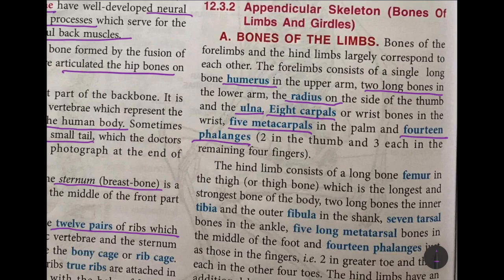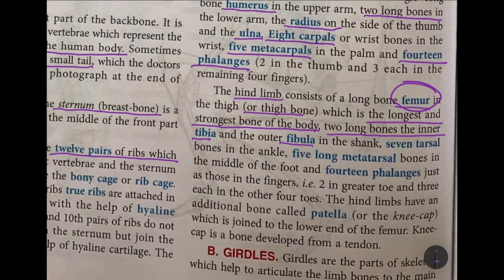Okay, similarly the hind limb or the legs consists of a long bone, the femur, that is the thigh bone. Please remember, it is important for your one word answers, fill in the blanks, especially section 1. The longest and strongest bone of the body, what is it? It is the femur. As we move below the knee, again there are two long bones. On the inner side it is known as the tibia, and the outer side is known as the fibula, in the shank, or your calves.